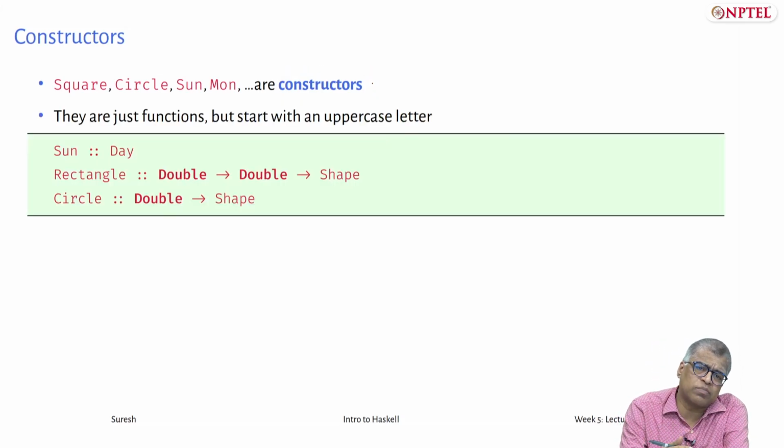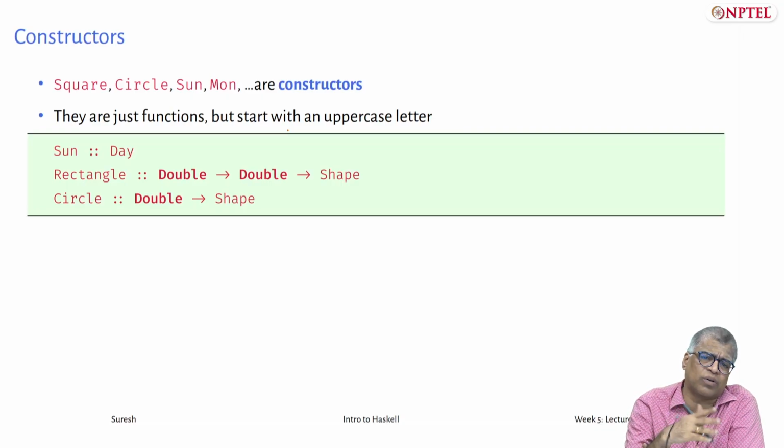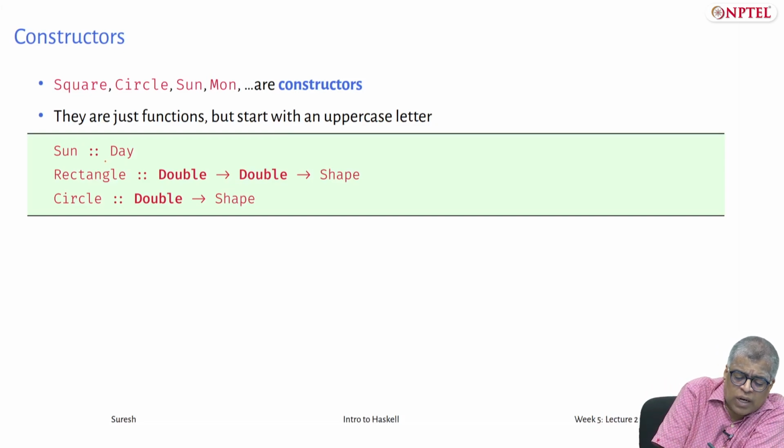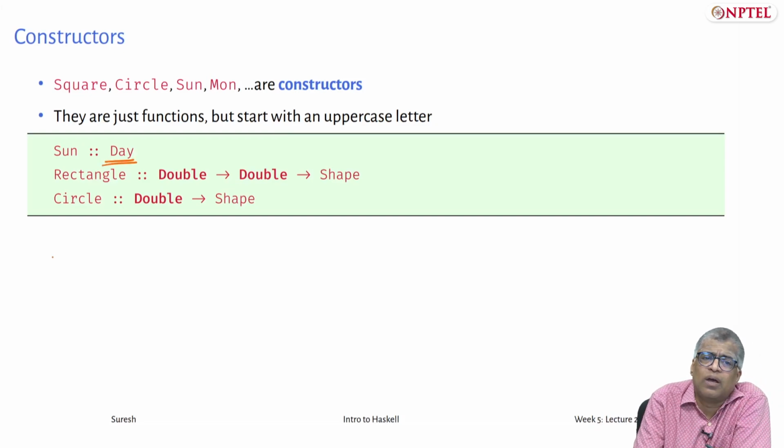Constructors are just functions, but they start with an uppercase letter. Note that usually in Haskell, types start with an uppercase letter and functions begin with a lowercase letter, but constructors are functions that start with an uppercase letter. Sometimes they are functions like this. Sunday is of type Day. Is it a function? Yes, it's a kind of degenerate function. It's a function that takes no argument at all.